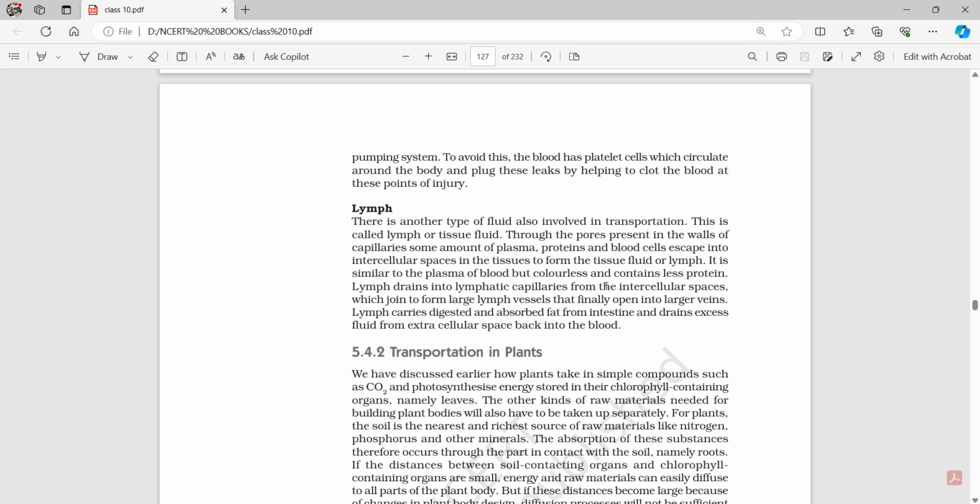Lymph drains into lymphatic capillaries from the intercellular spaces, which join to form large lymph vessels and finally open into larger veins. Lymph carries digested and absorbed fat from the intestine and drains excess fluid from extracellular space back into the blood.